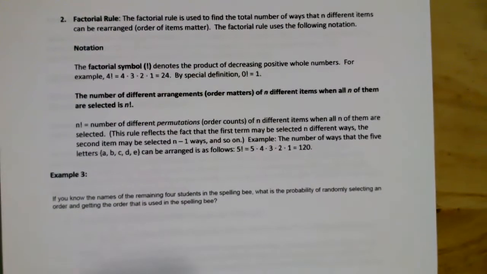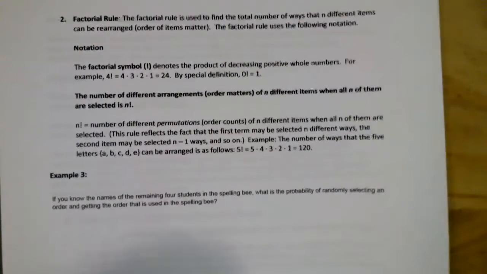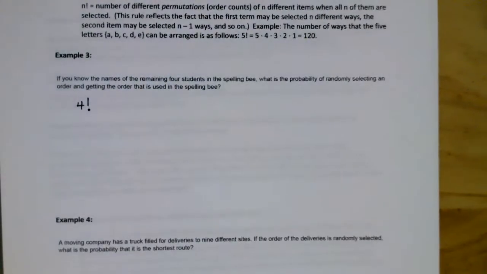So if we look at example 3, it says here, if you know the names of the remaining 4 students in a spelling bee, what is the probability of randomly selecting an order and getting the order that is used in the spelling bee? Okay, so we know the names of the remaining 4 students. Selecting an order means that order does matter, so we have to use the factorial rule here. So it'd be 4 factorial.